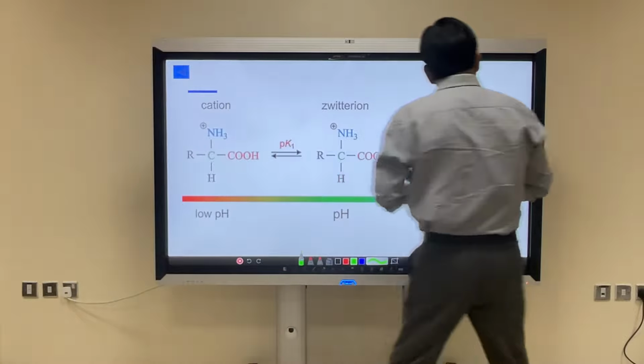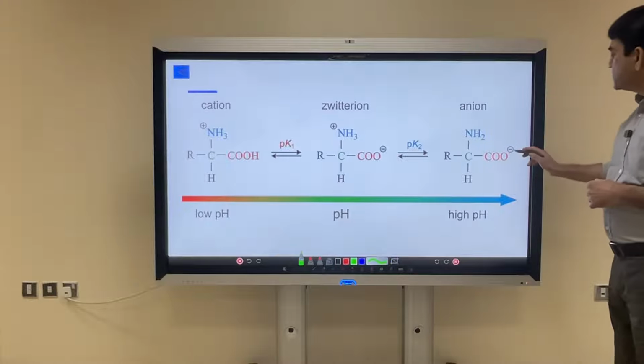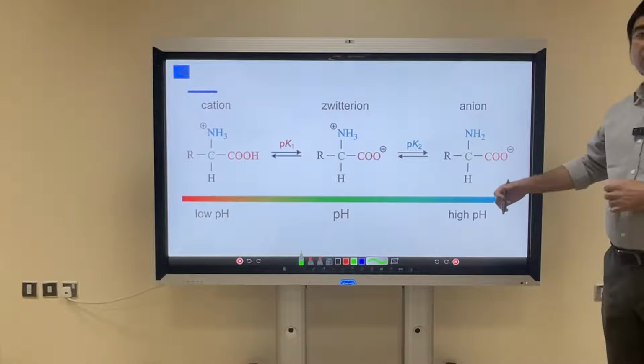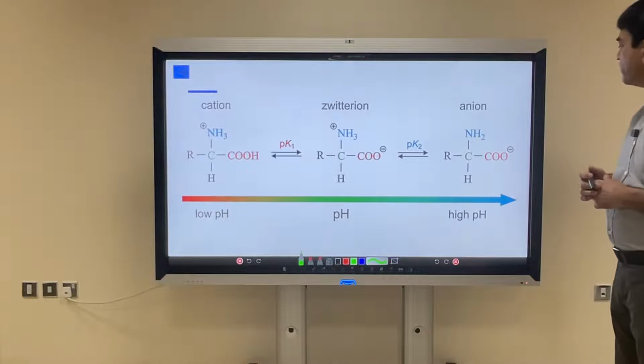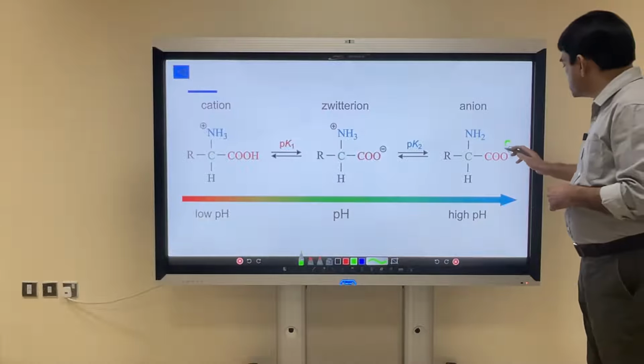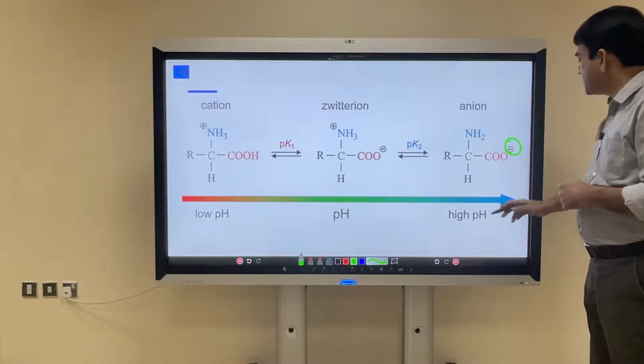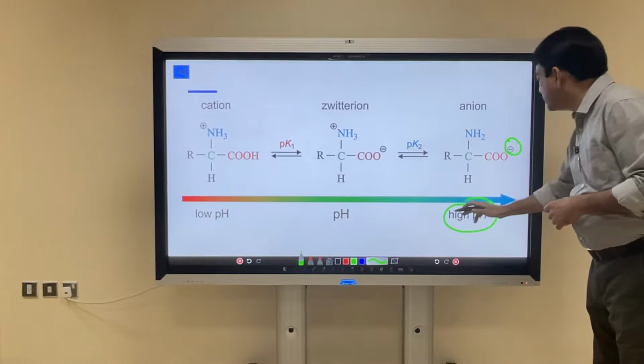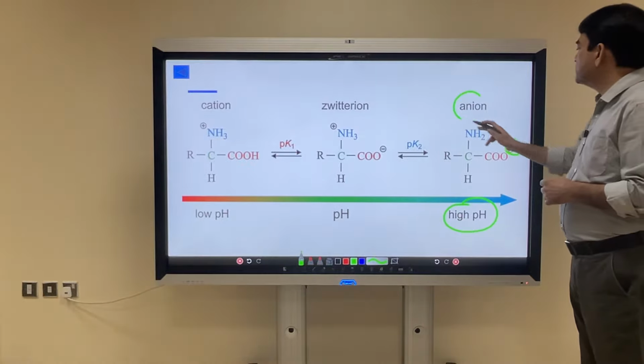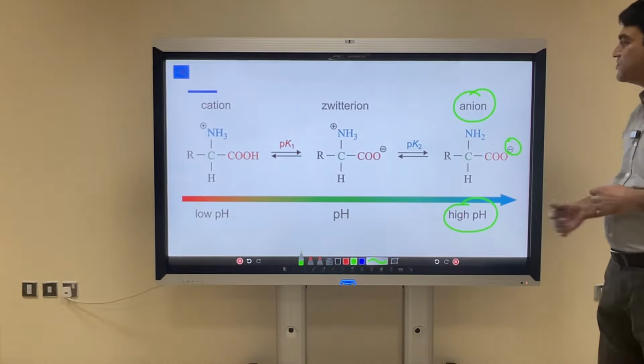Now you can see it over here. Amino acids can have a negative charge like COO minus. This is the fully deprotonated version of the amino acid. You have a negative charge, and that's usually at high pH, and that's an anion. So amino acids can have a negative charge.